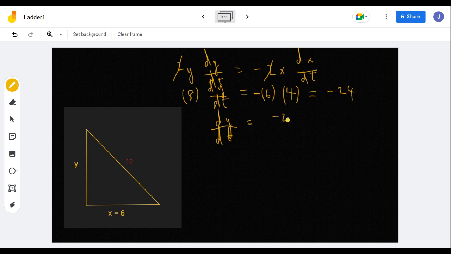It is negative 24 over 8. So it's a division problem, and it's 3. And because the signs are different, it's a negative 3. So it's a negative 3 feet per second. So the ladder is falling at 3 feet per second. And you would write that out. You wouldn't necessarily have to say negative because it's implicit in the word falling. So the y value is changing at negative 3 feet per second, but it's falling at 3 feet per second. So that would be the answer.